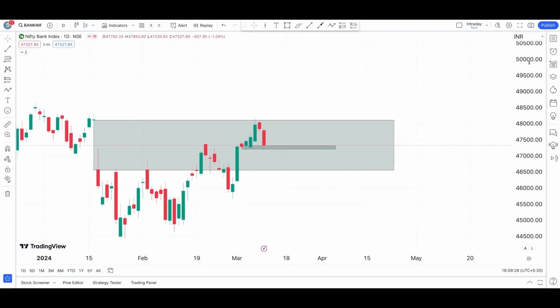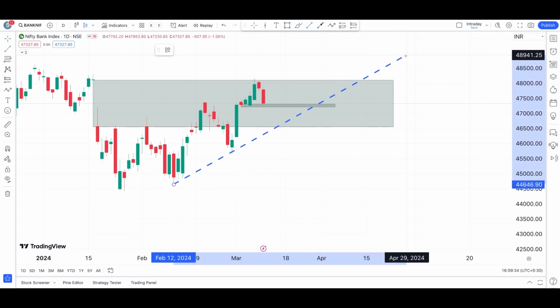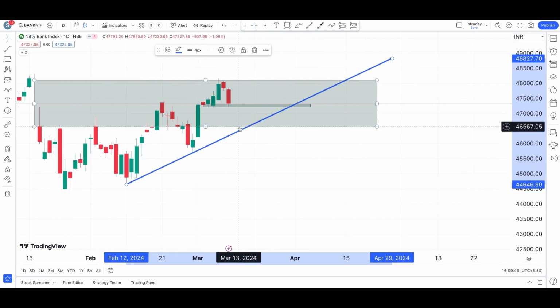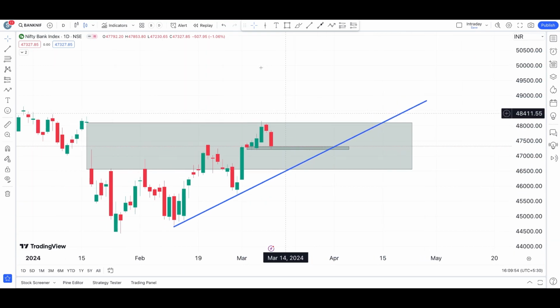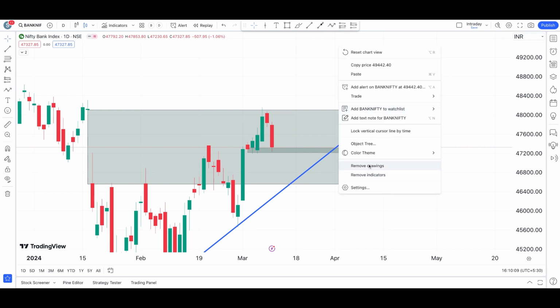Let's also do one more analysis, based on this trend line. It is a trend line drawn based on these two reactions. This can also act as support if Bank Nifty starts falling too much beyond this level. Tomorrow is going to be a crucial day for Bank Nifty, so let's see how it reacts to this level, especially the 47,200 to 47,300 area. That's it about Bank Nifty on the daily time frame.